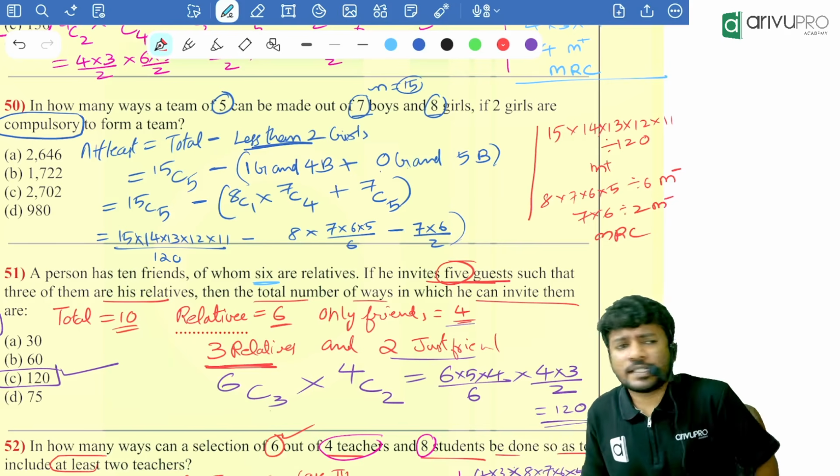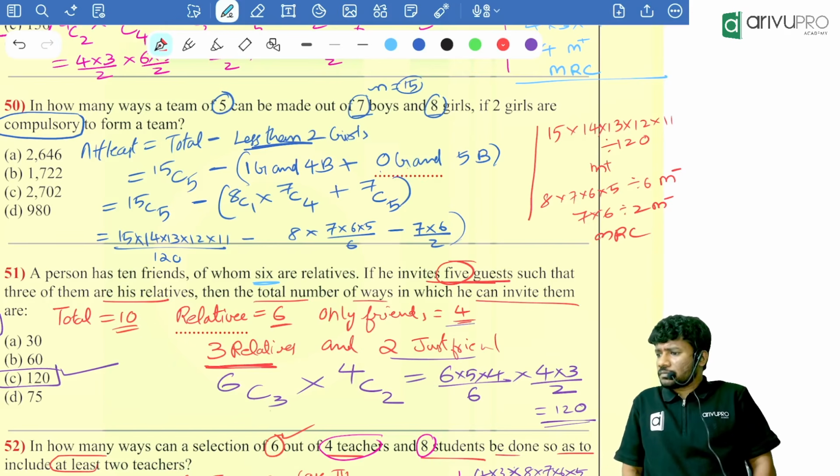Understood the method? What if the question is like "at least 3"? At least 3 means we will take it as less than 3 women. Then less than 3 means which are the possibilities? 2 girls, 1 girl and 0 girls.